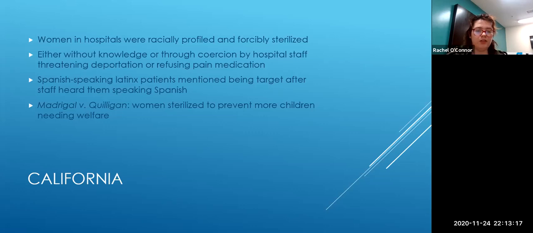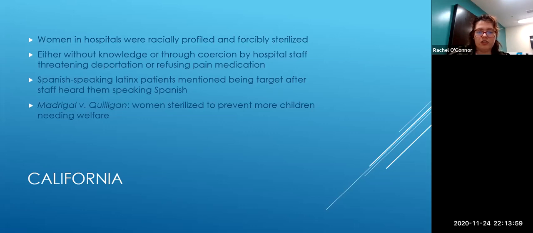Madrigal versus Quilligan mentioned this, but even people that were not part of that lawsuit mentioned that they were targeted after they were heard speaking Spanish. And so they believe that part of it was the fact that either some of the women didn't speak English at all, or some of them would speak English to their doctors, but hospital staff would hear them speaking Spanish to the rest of their family members.